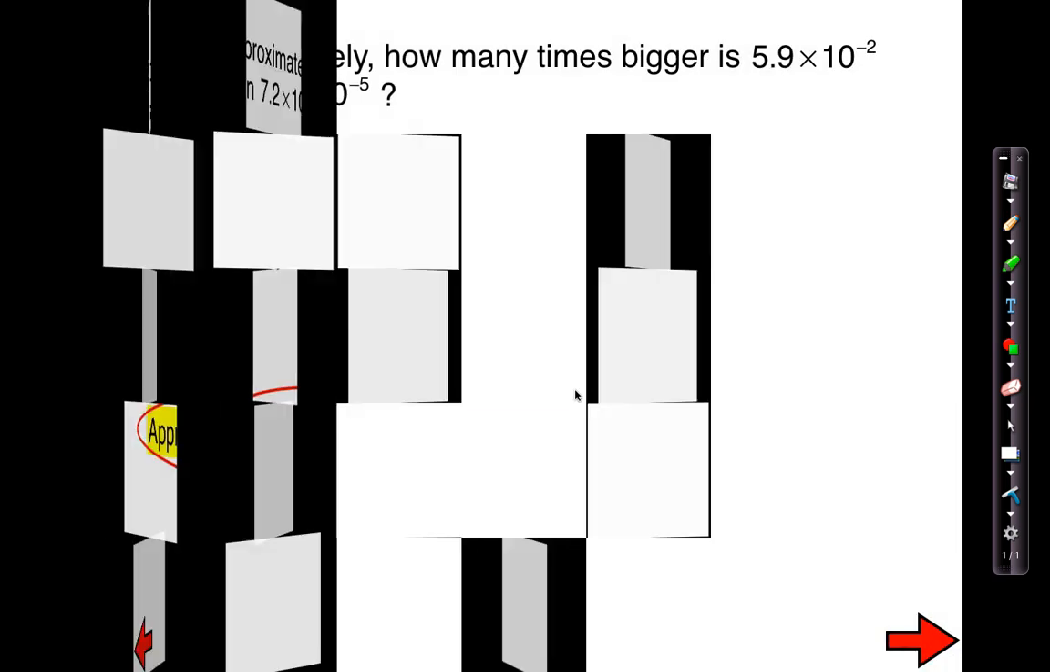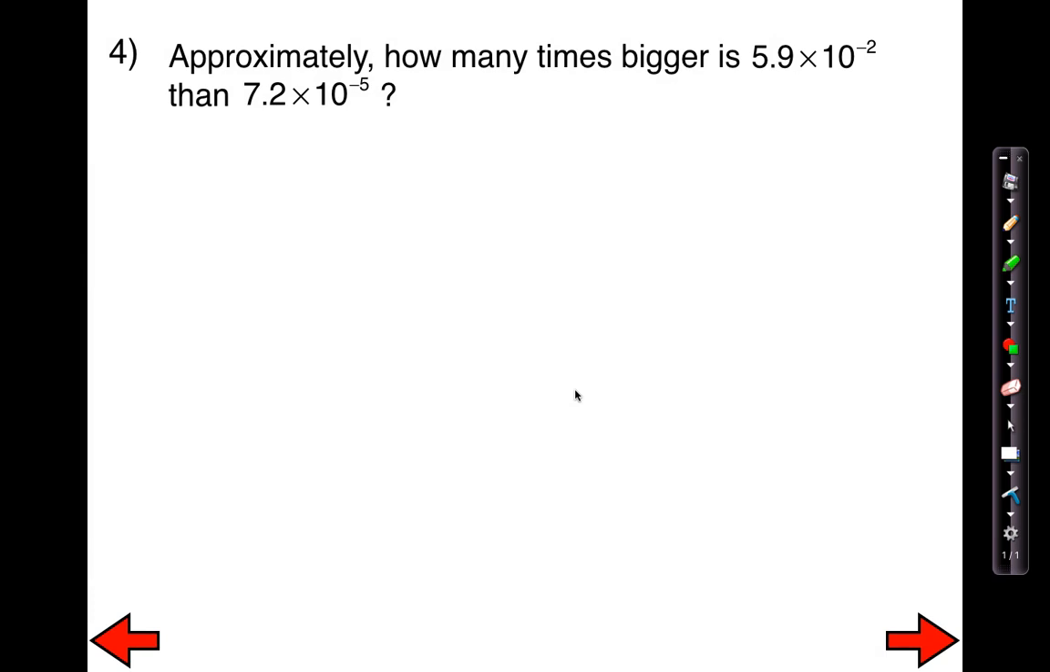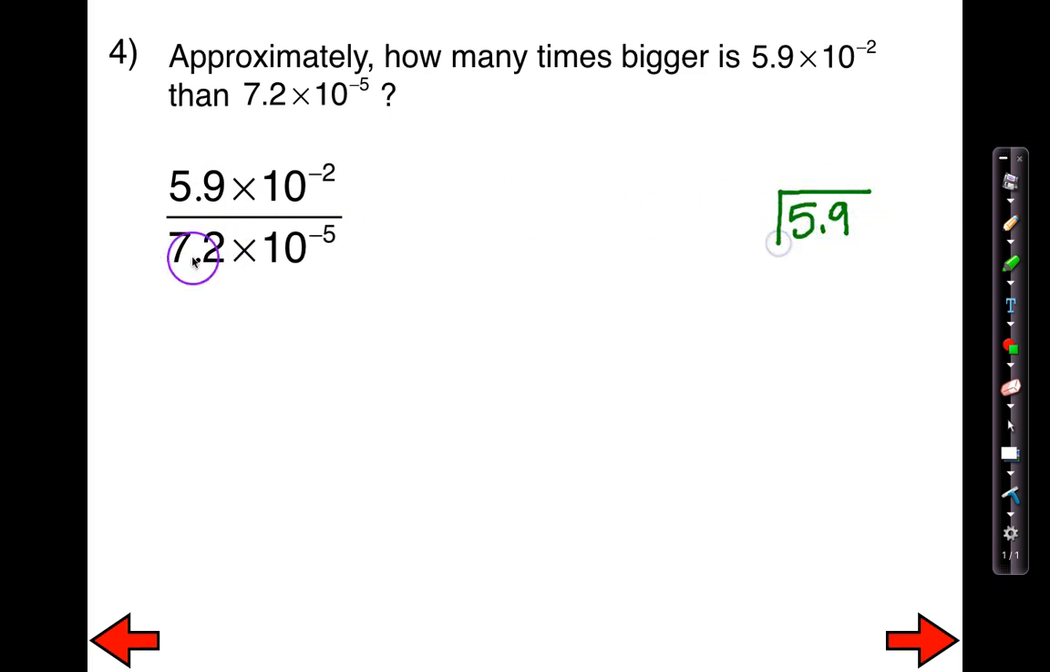Okay, so now let's check out number 4. So it says the same instructions. Approximately how many times bigger is 5.9 times 10 to the negative second than 7.2 times 10 to the negative fifth? So we're just going to go ahead and divide. And real quick, let's go ahead and practice the division part again. We're going to do 5.9, which is your dividend, and then 7.2, which is your divisor.